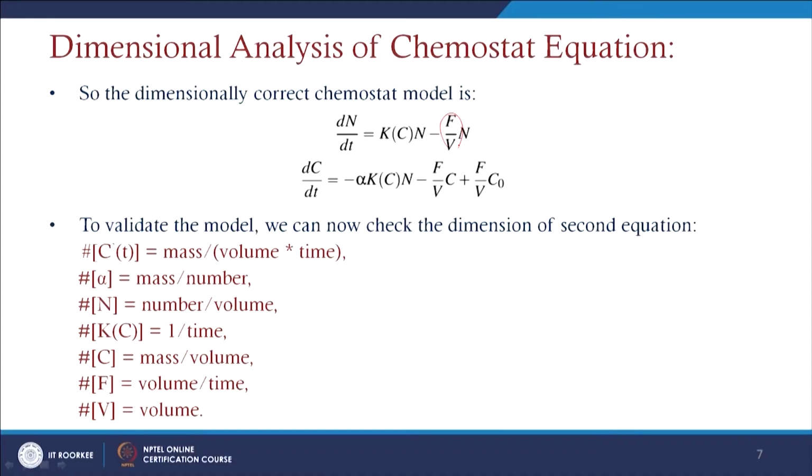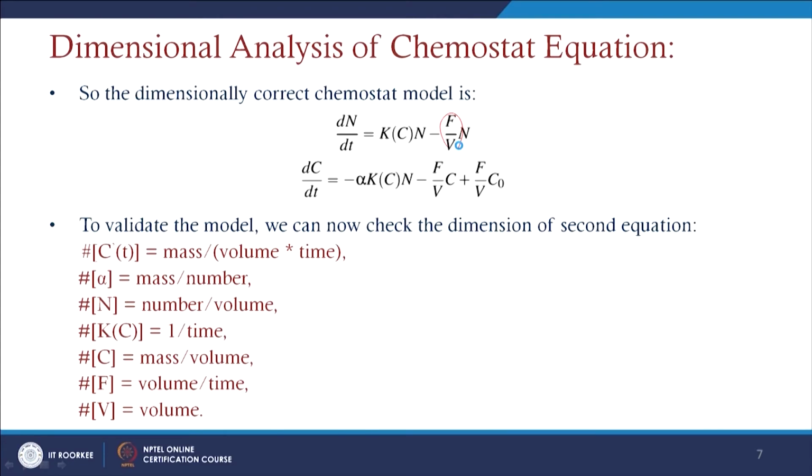So, if we divide by this volume here, then we will have the equation dN by dt, which is defined as KCN minus F by V into N. So, now we have a complete dimensional model.